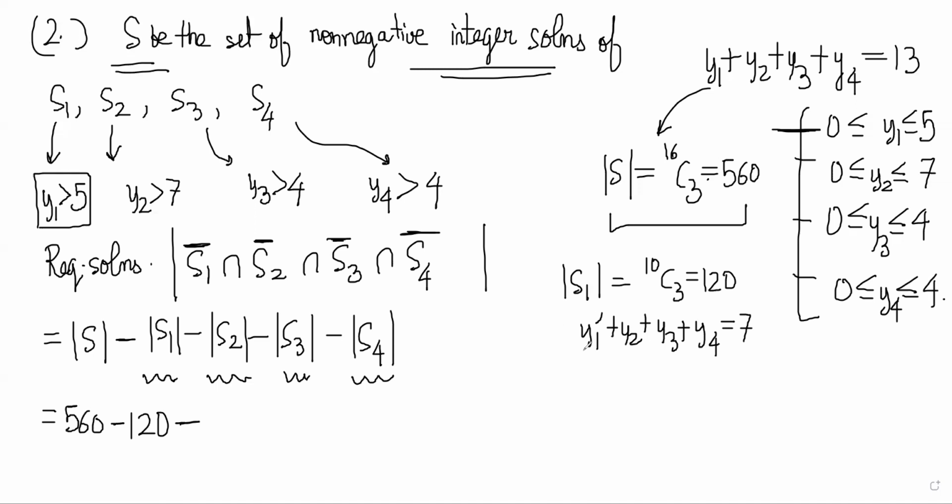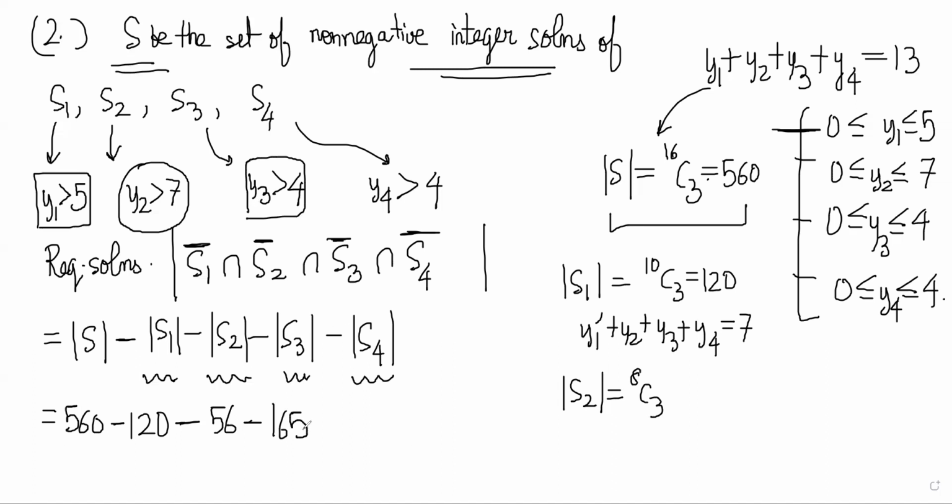Similarly, S2. For S2, you should do it yourself. S2 will be the number of solutions where y2 is greater than 7. So you have to put already y2 should be 8, right? If you put y2 as 8 here, 8 will be subtracted. So it will become 5 here. So it will be 5 plus 3, C3. So this is 8C3, right? So 8C3 is 56. Similarly, S3 will be when y3 is greater than 4. So you should put y3 as 5. 11C3 will come. So S3 will be 165. And similarly here also 165, right?